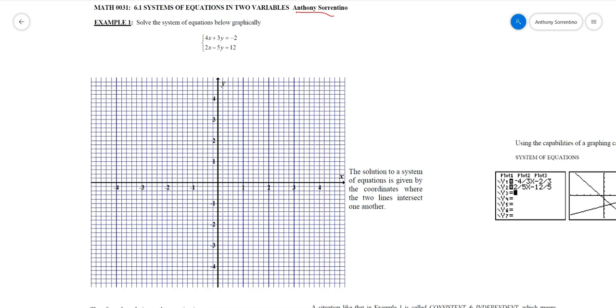And this is the first section of the last chapter that this course covers, which is chapter 6, and this is 6.1, Systems of Equations in Two Variables.